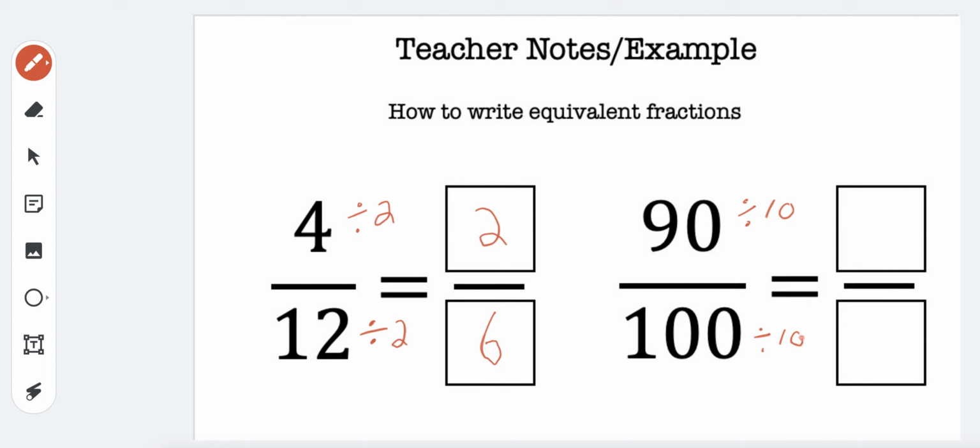And when we do that, well, 90 divided by 10 is 9. And 100 divided by 10 is 10. And there you go.